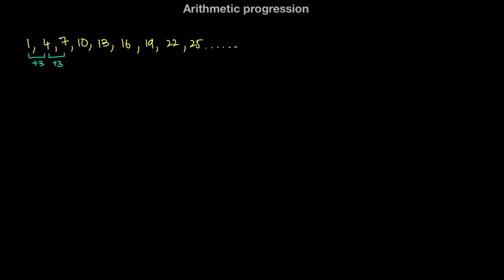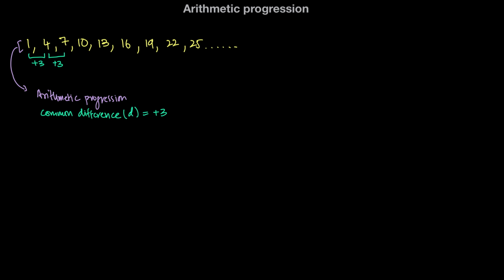This type of sequence, where we have a constant difference between each term and the next term, is known as an arithmetic progression or an arithmetic sequence. And the difference between each successive term and the previous term is known as the common difference. So in this particular case, the difference between each successive term and the previous term is equal to plus 3. So we say that the common difference is plus 3. And we usually use the letter d to represent the common difference.